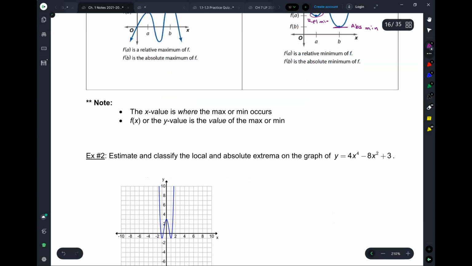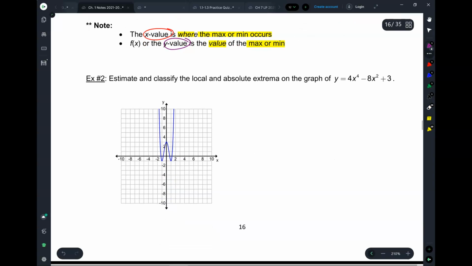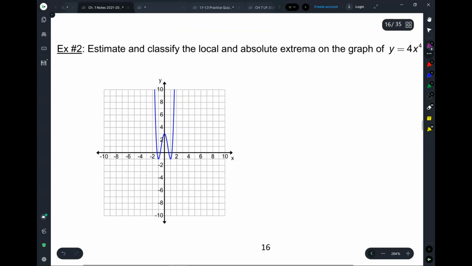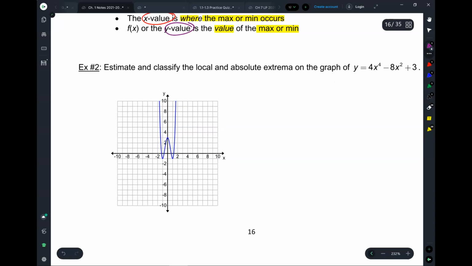Okay, note that if you're asked where the maximum or the minimum occurs, that's the x value. If you're asked what is the value of the max or min, that's the y coordinate. Okay, so let's talk about local and absolute extrema here. Local is the same as relative, and if we talk about extrema, that could be either min or max. That's the generic term for min or max, minimum or maximum.